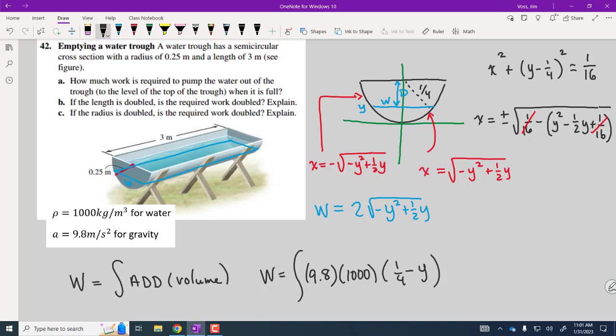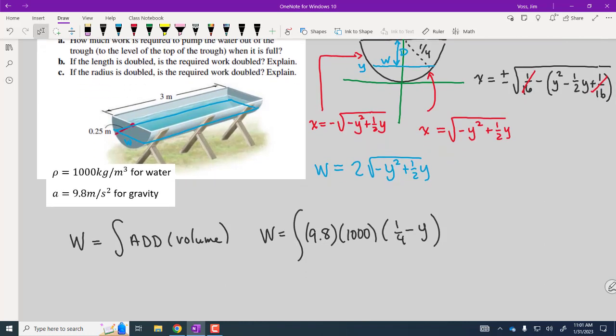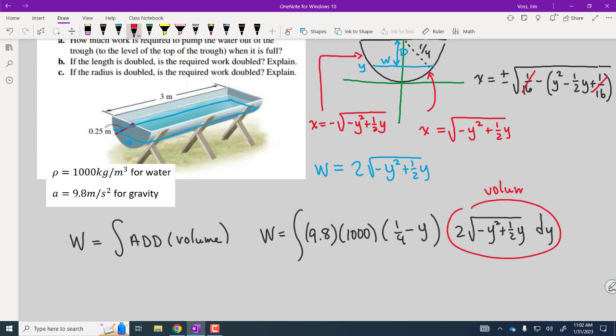Okay, so then now we have to multiply by volume. And when we say volume, we don't mean the volume of the trough. We mean the volume of a representative slice. A representative slice is a rectangle with this area. So there's the area. This is the area of our cross section. And how do we turn our cross section into a slice? Add another dimension. Put a dy. Now we have volume. So volume in all these cases is going to be area times thickness. That'll create volume.